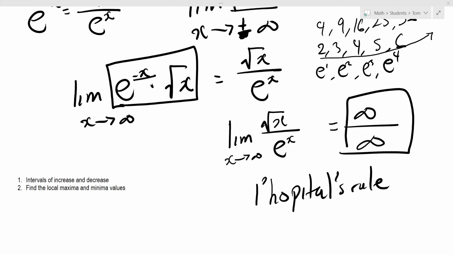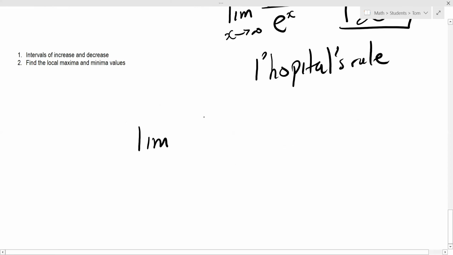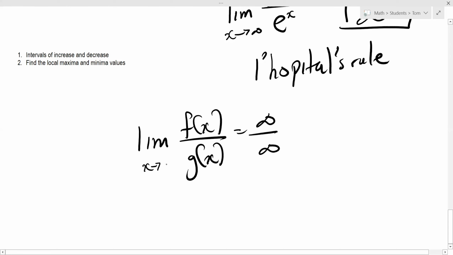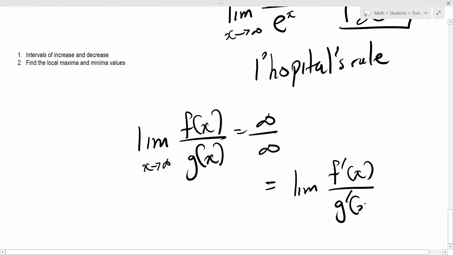Okay, and when you have that, let's say the limit of f of x over g of x is equal to infinity over infinity as x approaches a certain value. Since we're in infinity here, let's just use infinity. Then this can actually be equal to the limit of f prime of x over g prime of x. So we just get the derivatives of each of them.